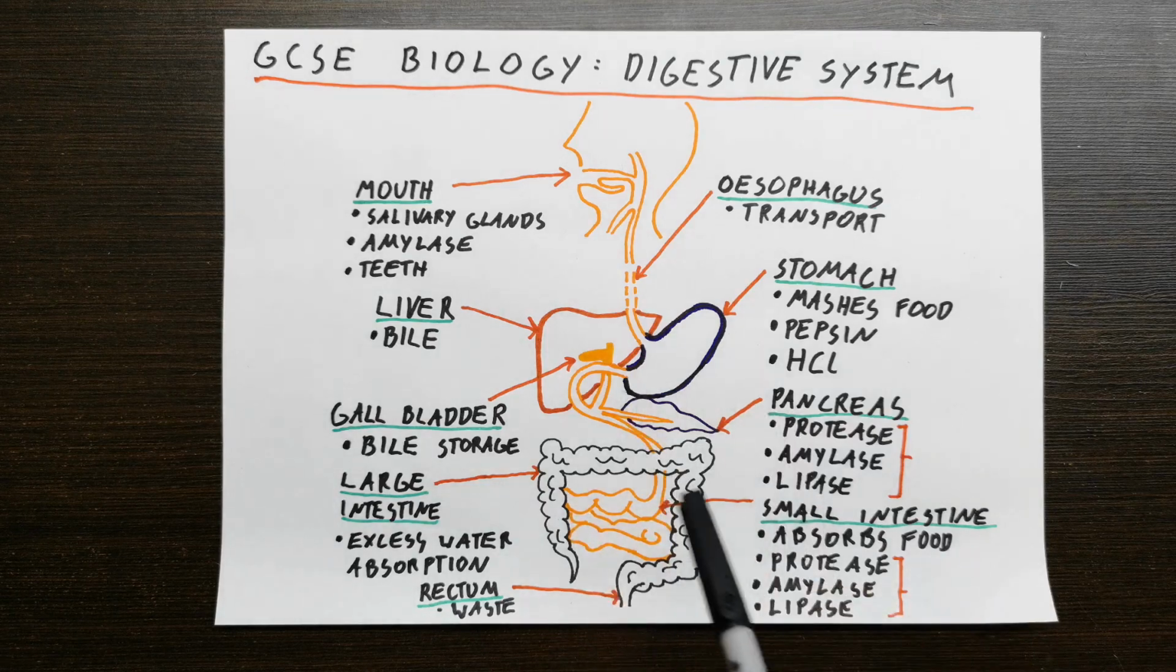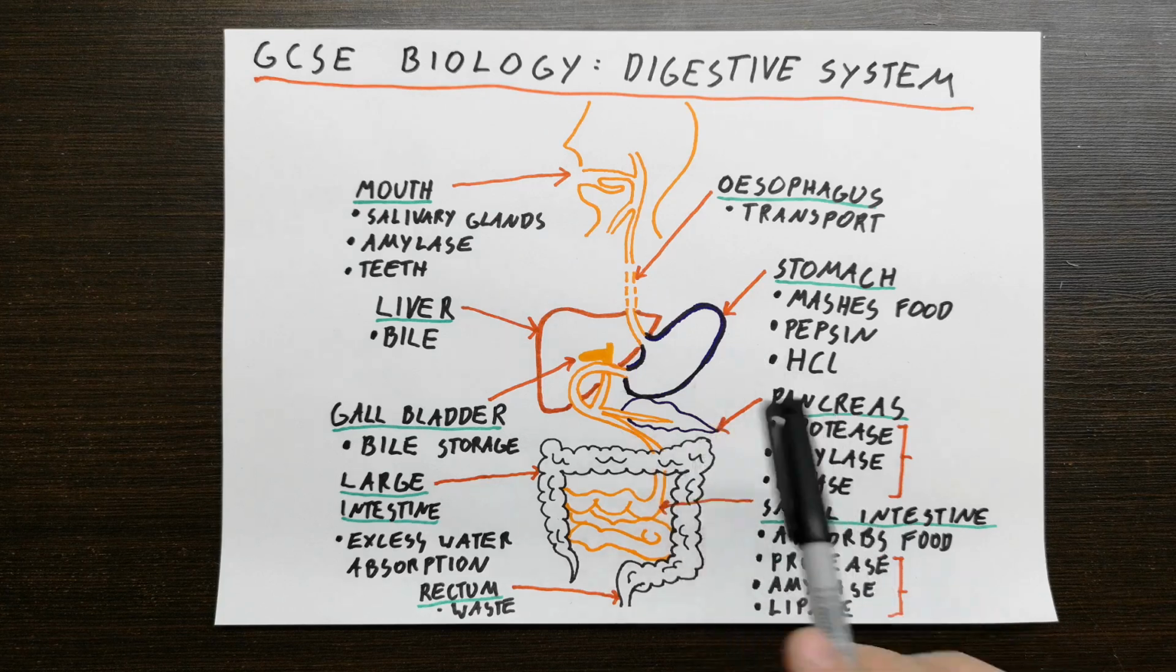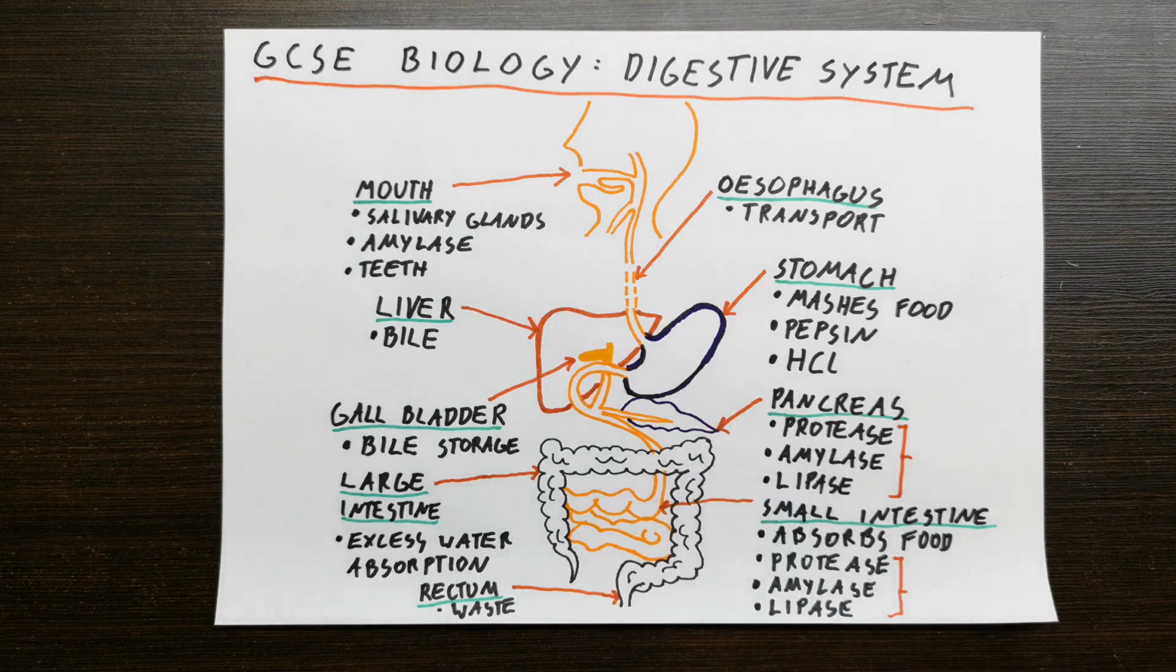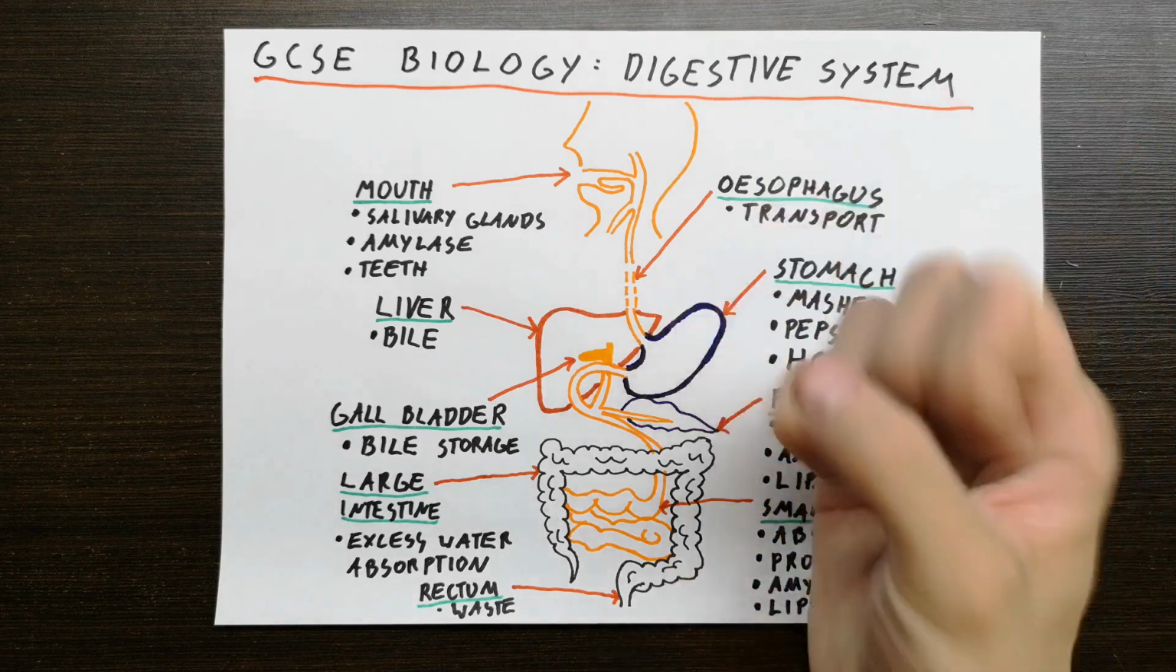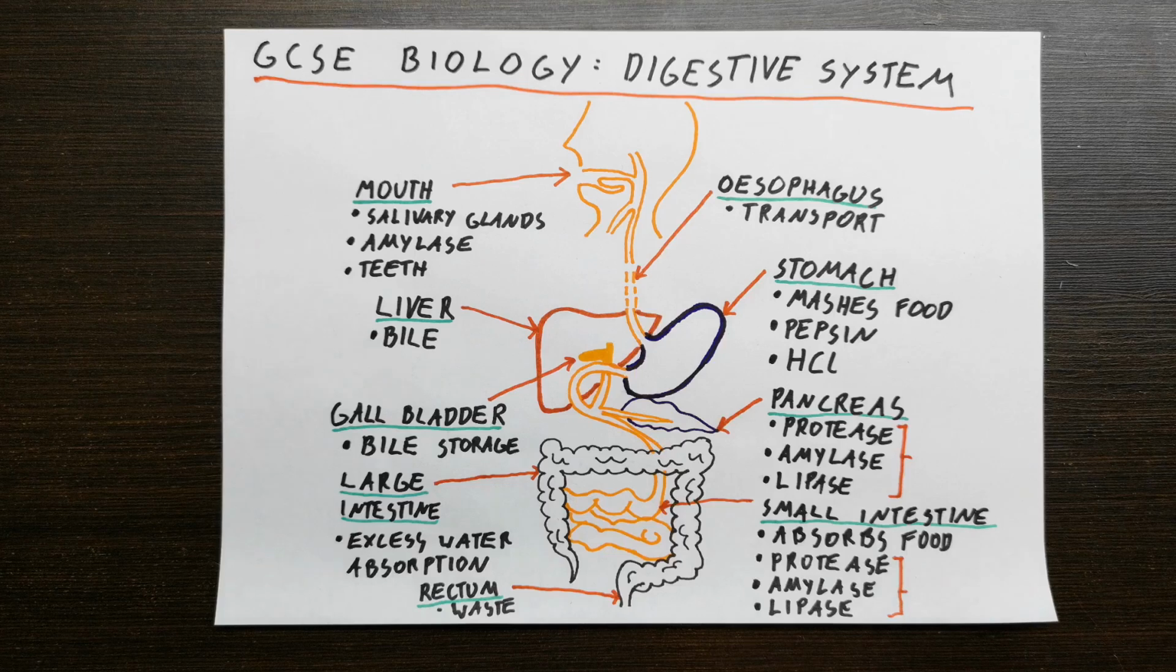So now we are already in the stomach. The main function of the stomach is to actually digest that food. It forms a big part of food digestion. First of all, it has muscle tissue, so it literally mashes the food together, and it makes it into a mush by breaking it down even further.